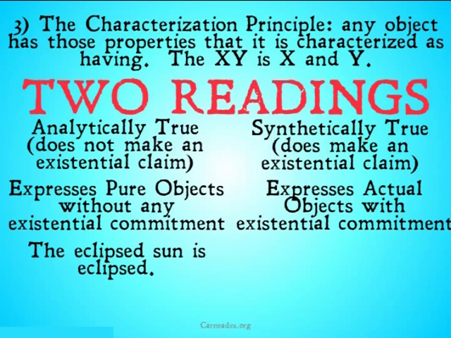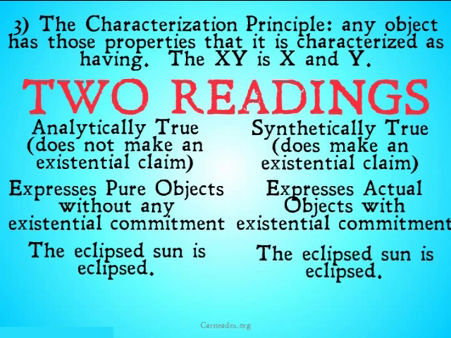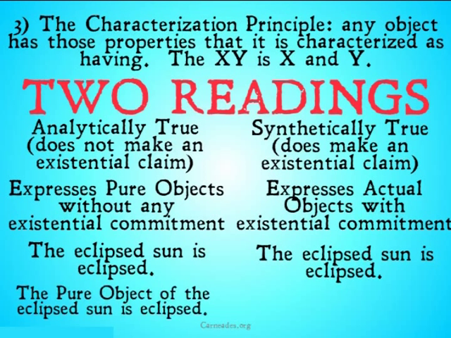For example, if we're talking about "the eclipsed sun is eclipsed," we're talking about pure objects, objects that do not have the property of being. "The eclipsed sun is eclipsed" is going to be analytically true. However, when we're talking about "the eclipsed sun is eclipsed" in terms of a synthetically true statement that does make the existential claim, we're talking about actual objects out there in the world that possess the property of being. The pure object of the sun is eclipsed is going to be an analytically true statement, while the actual sun is eclipsed is going to be a synthetically true statement, because you need to go outside in order to determine if it's true.